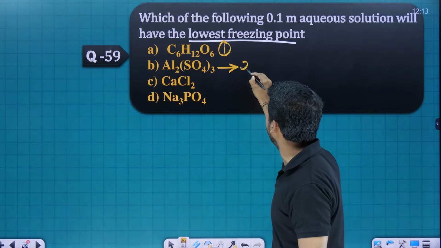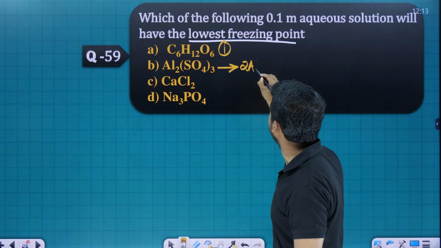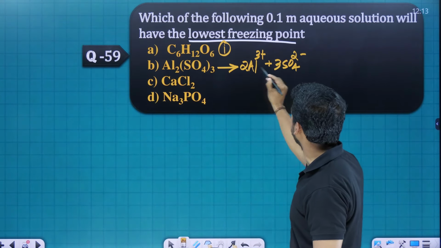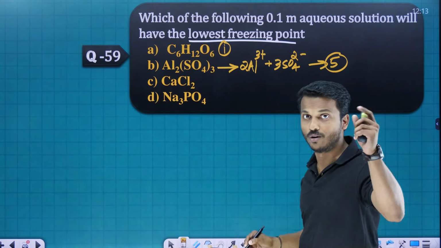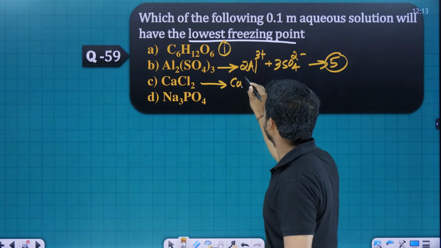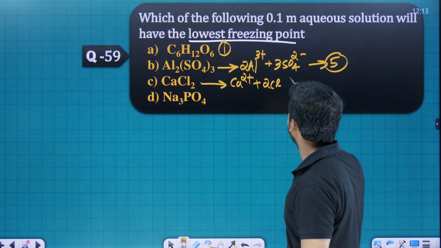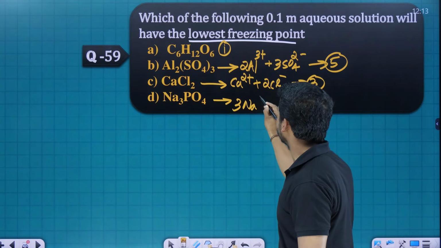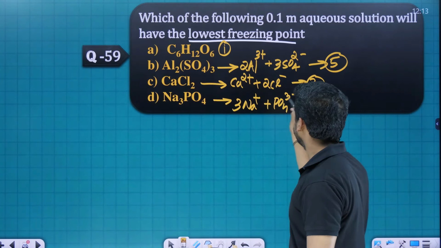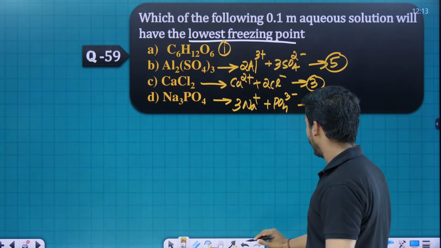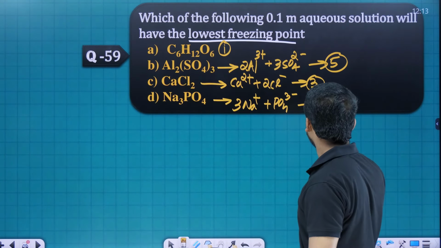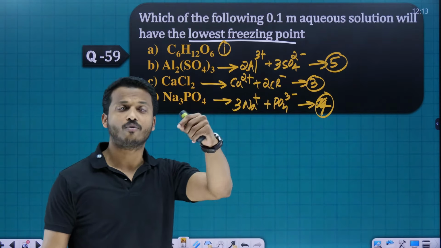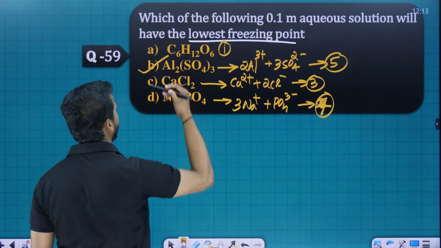Al2(SO4)3, how does it break, all of you? 2 aluminium with a charge 3 plus and 3 sulfate with a charge 2 minus. Total 2 plus 3, it's giving you 5 ions. What about calcium chloride? It will give you calcium 2 plus and 2 Cl minus, total 3 ions. And Na3PO4 will give you 3 Na plus and phosphate PO4 3 minus, 3 plus 1, total 4 ions, right? So which is giving more ions, that produces the lowest freezing point? So more ions for aluminium sulfate.